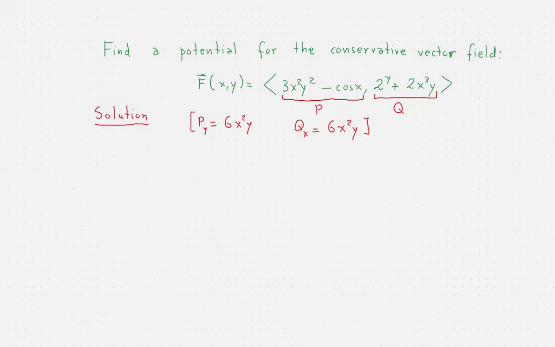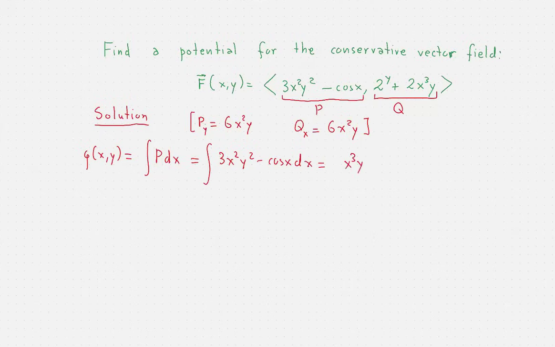But in any case, what we do is we get a first guess about what the potential could be by integrating the first component with respect to x. So that would give us the integral of 3x squared y squared minus cosine x dx. And we should emphasize here that in this integral, y is treated as a constant. So this will simply give us x cubed y squared minus sine x.